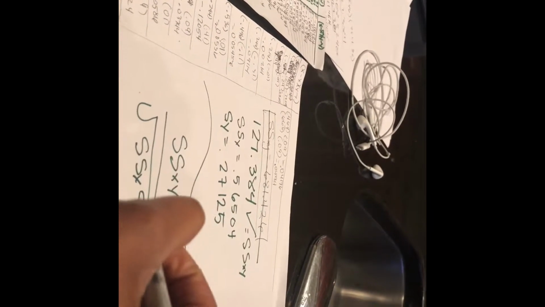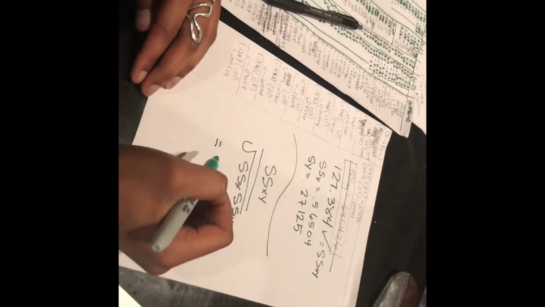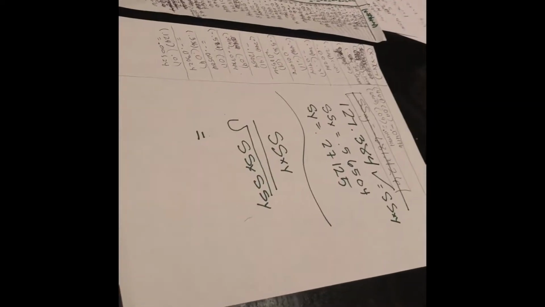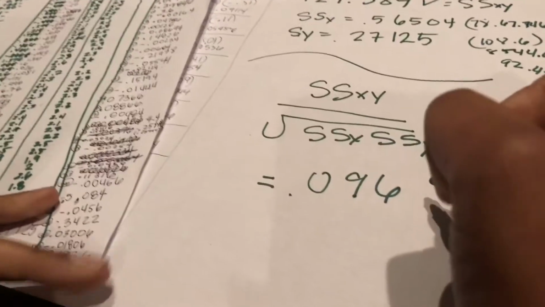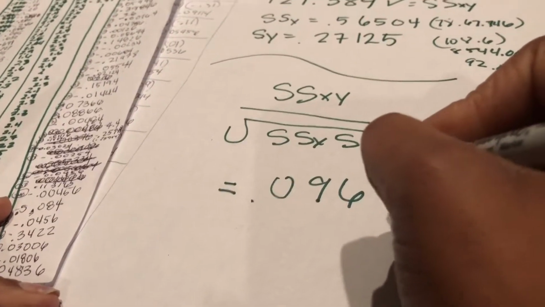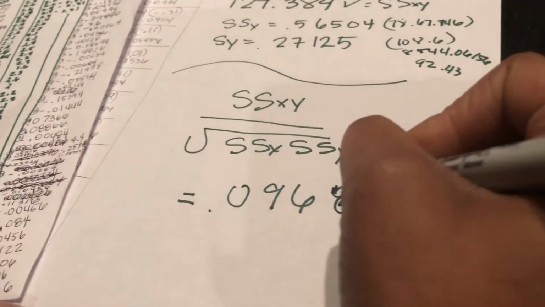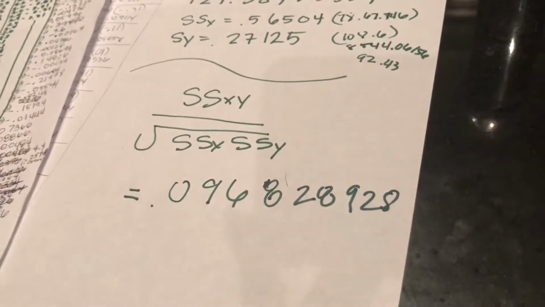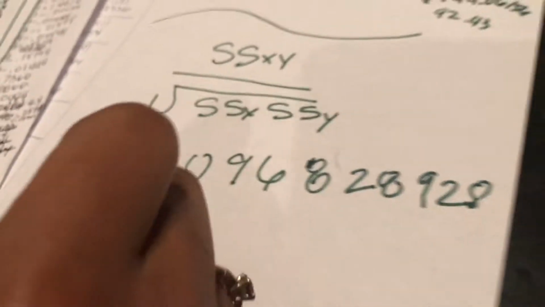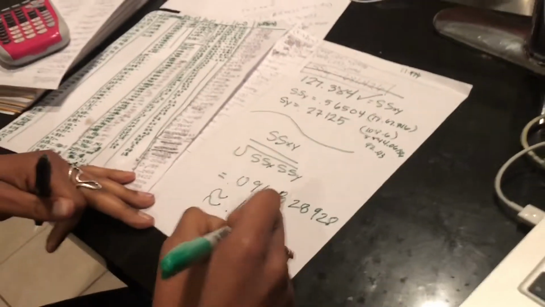So for our sums of squared x, we get 78.6746, and for our sums of squared y, we get 254.32. Our sums of x and y, we get 12.7384, which resulted in our R, which is 0.09, and a whole bunch of other numbers.